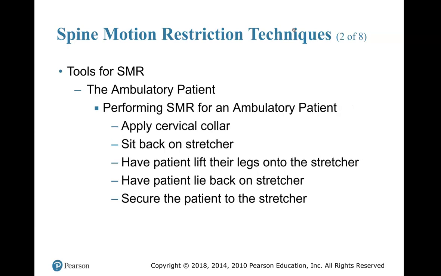Okay, still on the ambulatory patient. Performing SMR for an ambulatory patient, apply a cervical collar if needed. Sit back on the stretcher. Have the patient lift their legs onto the stretcher and have the patient lie back on the stretcher. Secure the patient to the stretcher. Anytime a patient gets on the stretcher, we will be securing them with the seat belts.